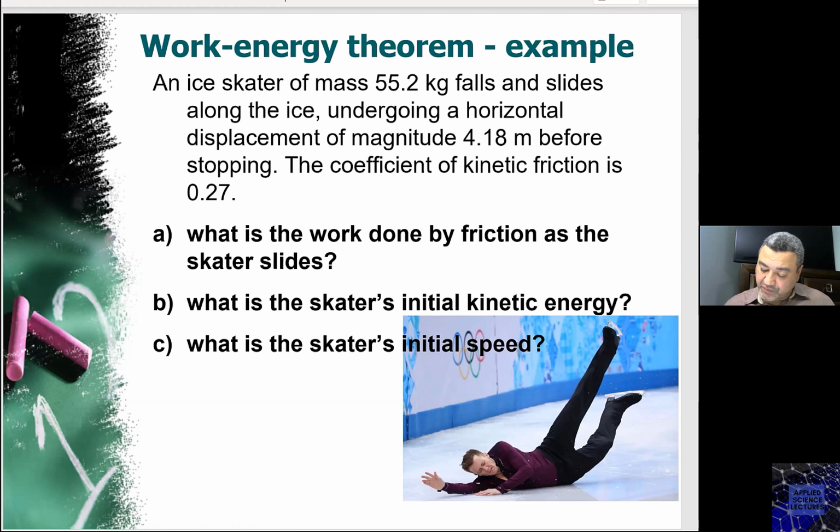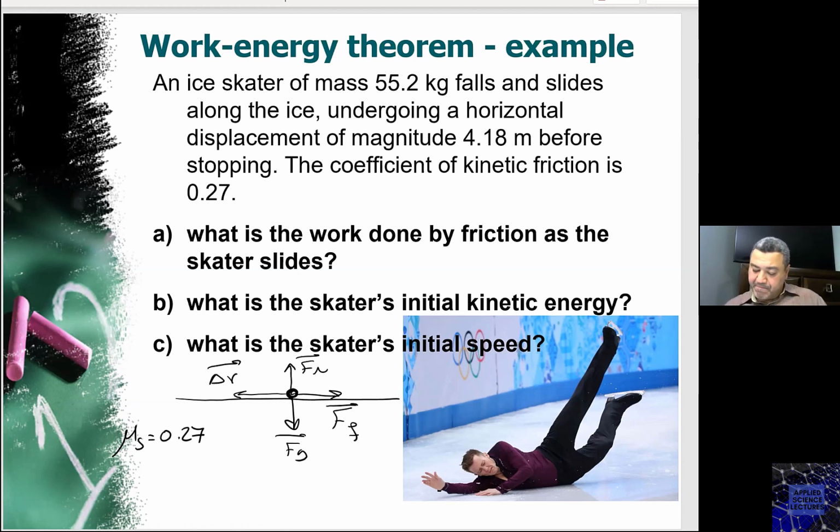So here we have the mass, we have Fn, Fg, we have Ff, and then this is delta R, we have the mu as 0.27. What is the work done by the friction?